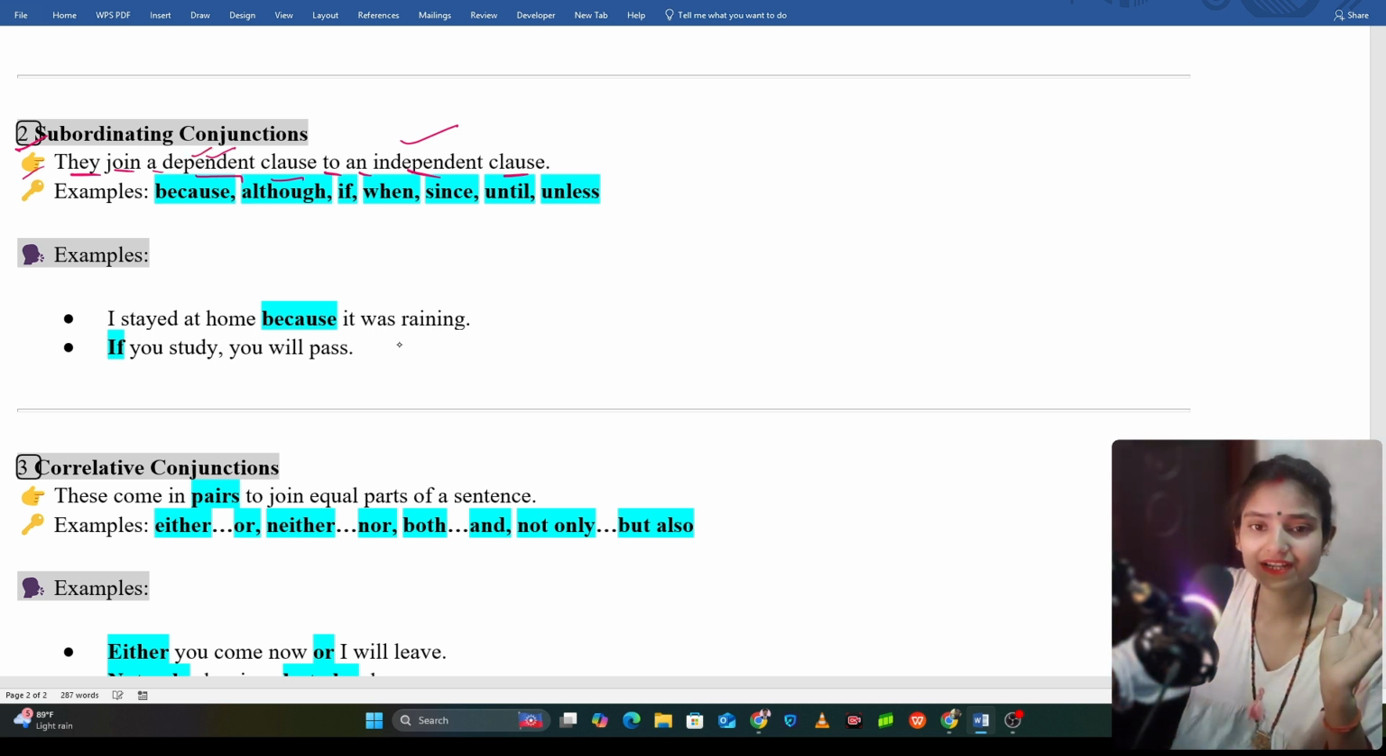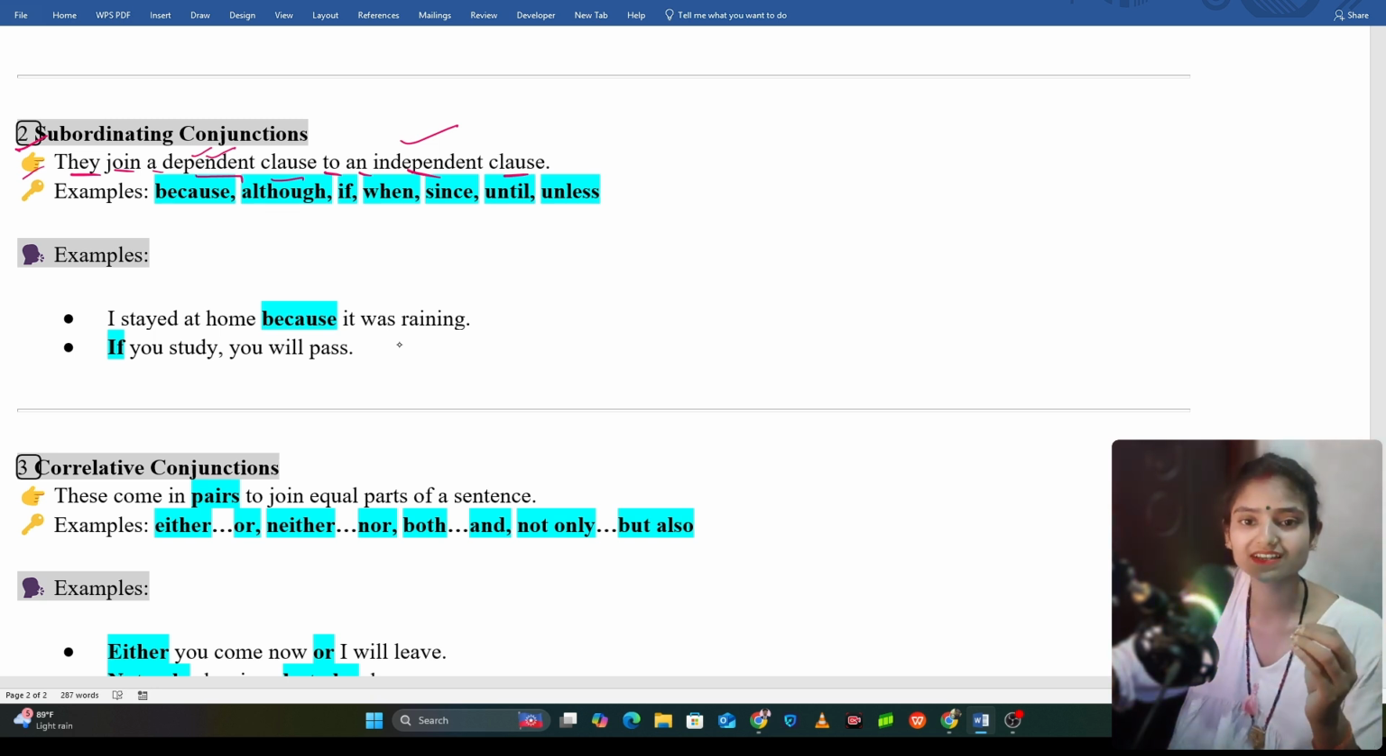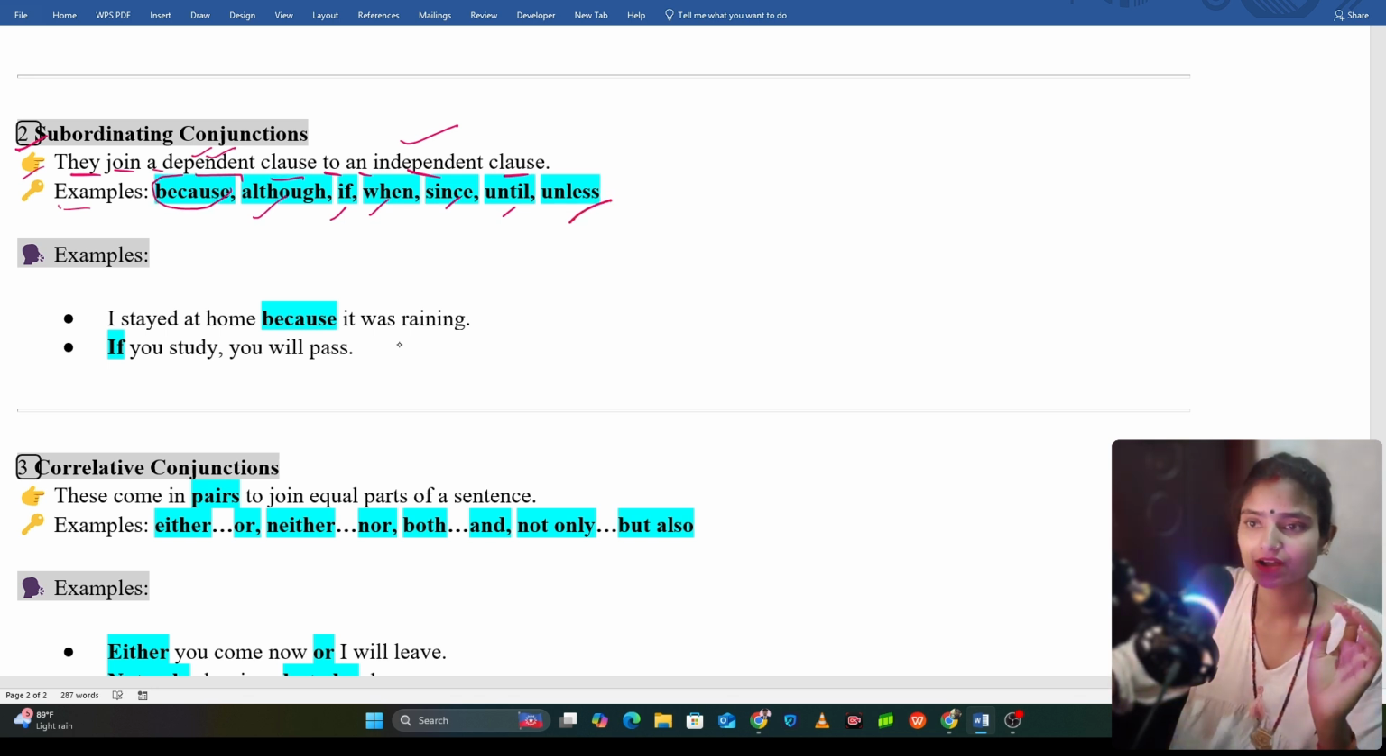Now dependence means you are depending on someone. Suppose you are a child, and you are studying and you are not working. So who is feeding you? Your parents are feeding you, so you are dependent on your parents. So in this statement, they join a dependent clause to an independent clause. If you cannot understand, I'll make you understand with the help of examples. See here, examples. Subordinating conjunctions are because, although, if, when, since, until and unless. All these are important.